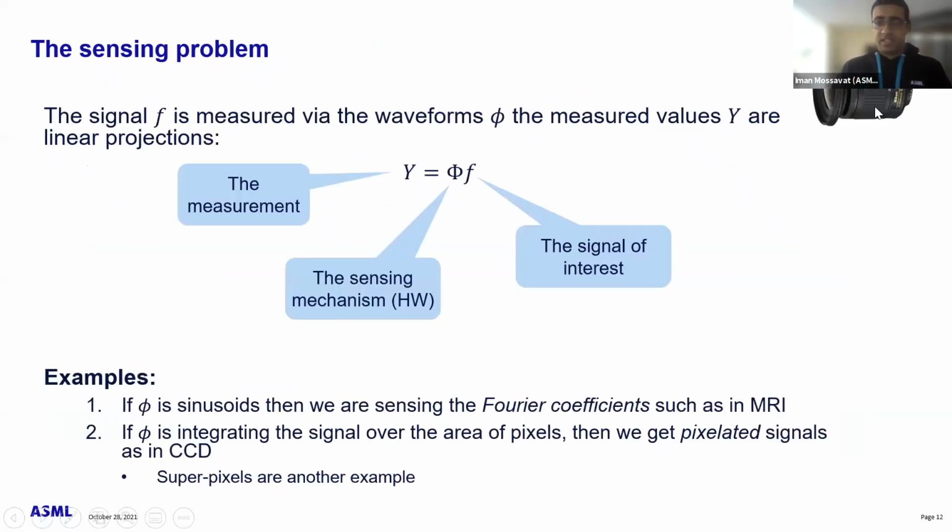So how about the sensing problem? So this is my hardware, and I want to sense something. Sensing in this talk is also a linear operation. So F is the signal of interest, and Y is what actually comes out of your hardware as a sensed value. So if phi is sinusoid, if you multiply your signal with sinusoids, you're going to get Fourier coefficients. If phi is integrating over a certain area of pixels, you're going to get pixelated images, and you can have super pixels there. So we can think of these as linear transformations.